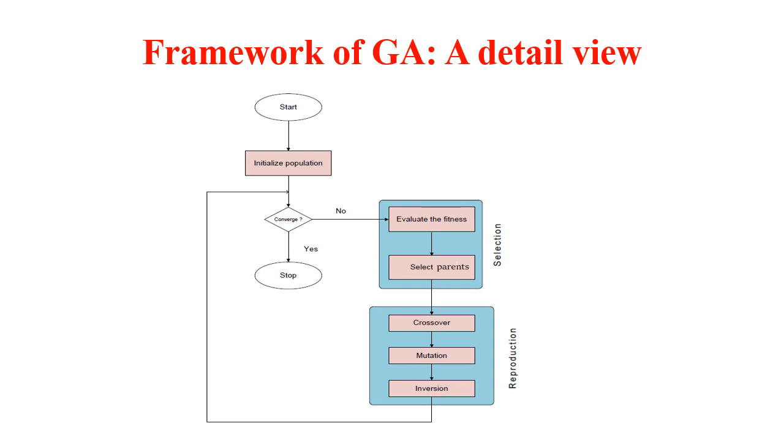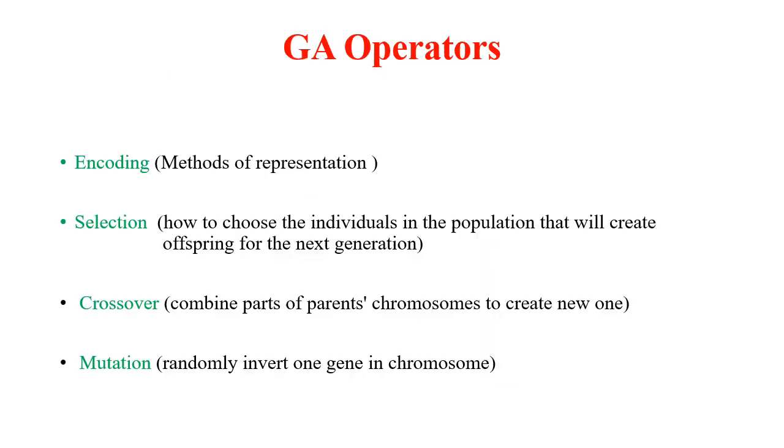Implementation of a genetic algorithm begins with initialization of the population. After initialization of this population, chromosome encoding has to be performed to encode the individuals in the population in some format. Various genetic operators are encoding techniques, selection, crossover, and mutation.